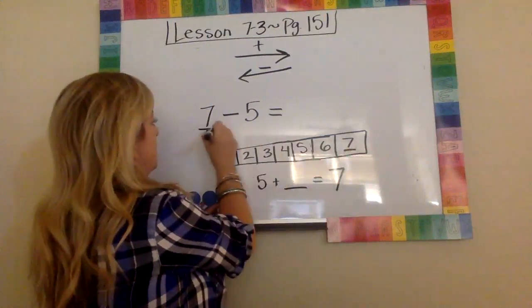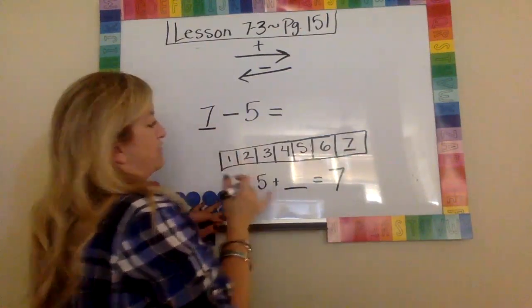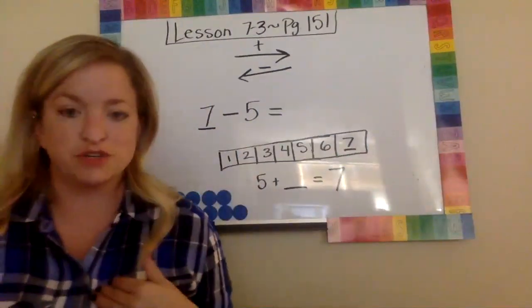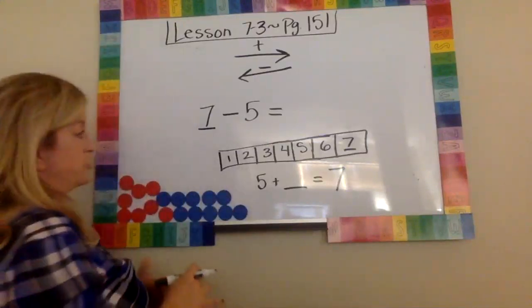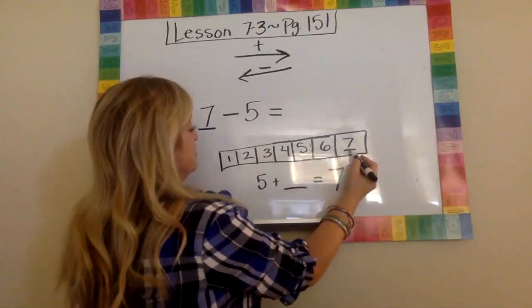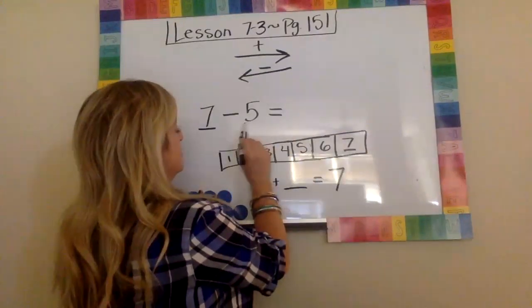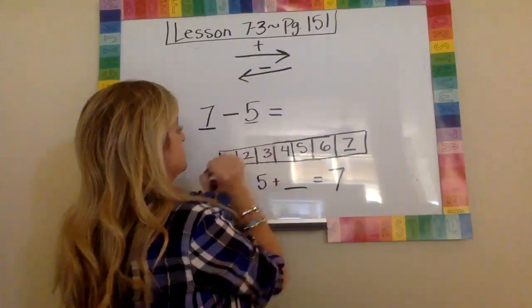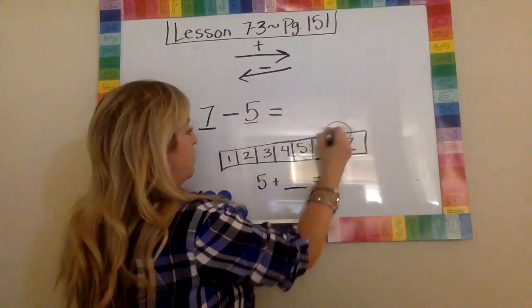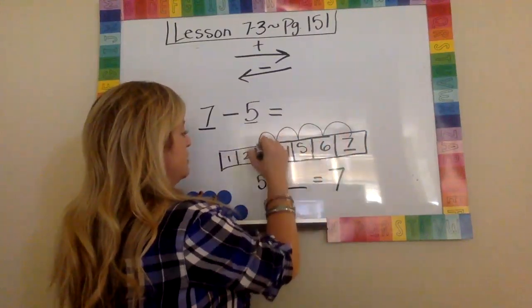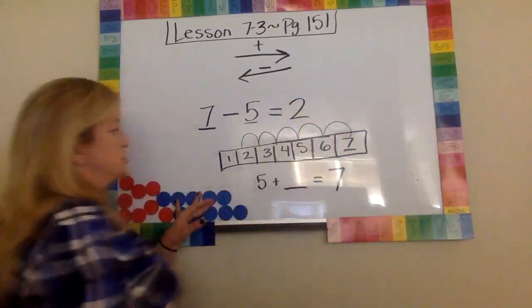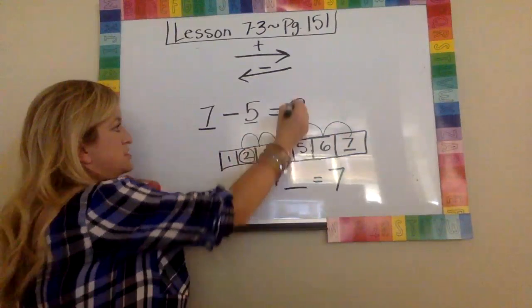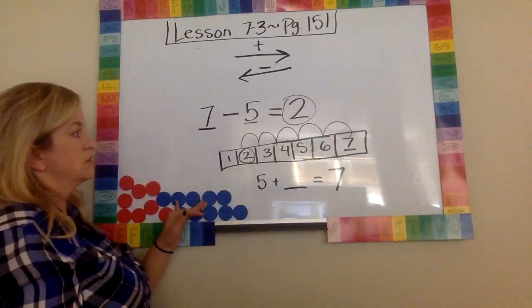I'm doing this a little bit backwards from what I've been doing. My job is to teach you different strategies, and then you can do which strategy works for you. So I start out at 7. I'm going to jump back 5 spaces. Okay, 1, 2, 3, 4, 5. Now I know it's 2. Here's where I stopped. I stopped at 2.